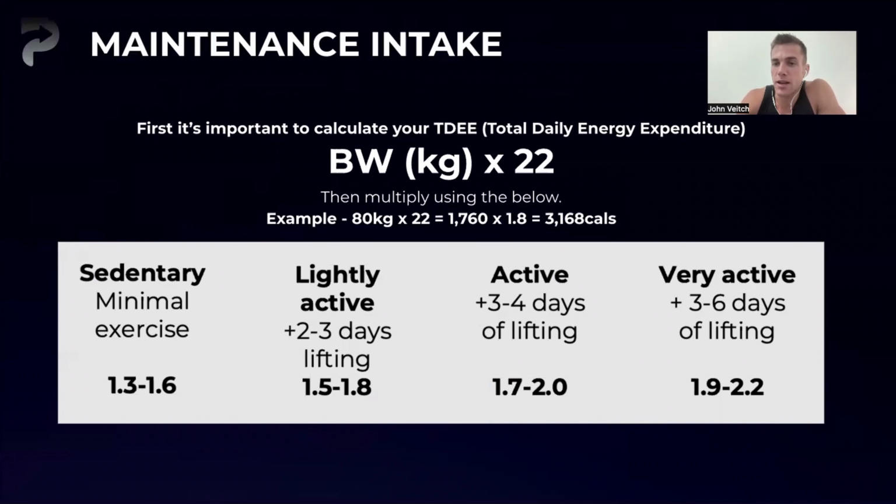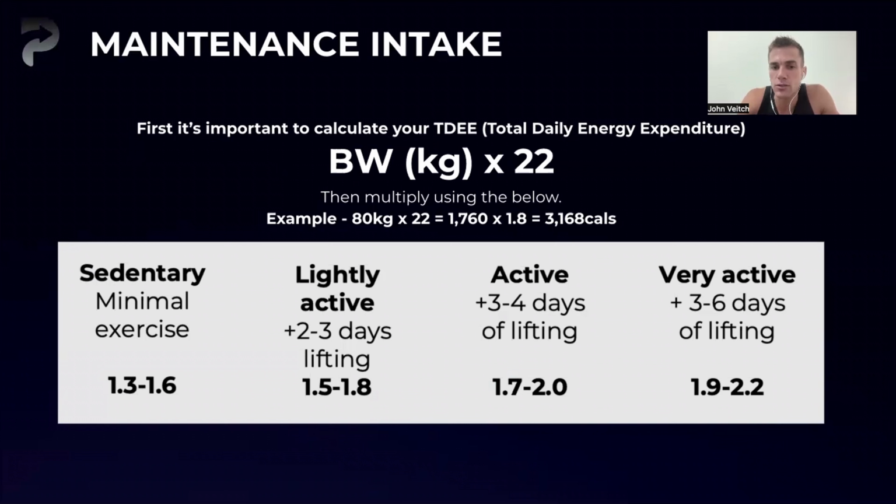You're then going to times that by an activity multiplier. So this will include your NEAT. So if you're active, you have an active job, and we're also going to include your exercise into this. So for example, for me, I'm pretty active. I walk around a lot. I do at least 10,000 steps a day. And I go to the gym around 5 times per week as an average. Okay. So this is what we're going to look at as an average to start with.